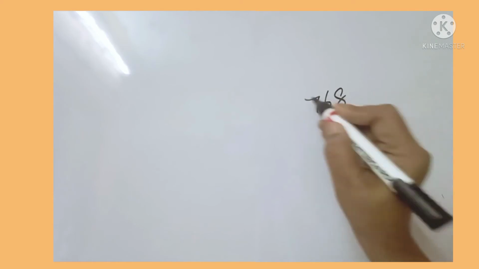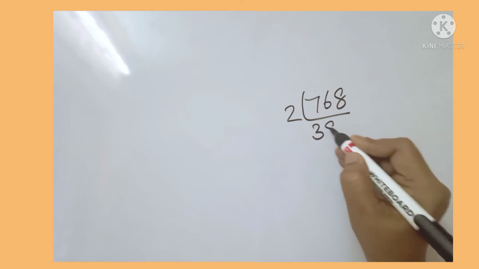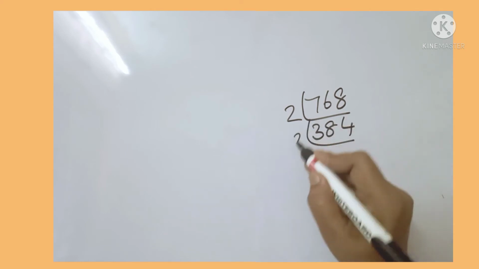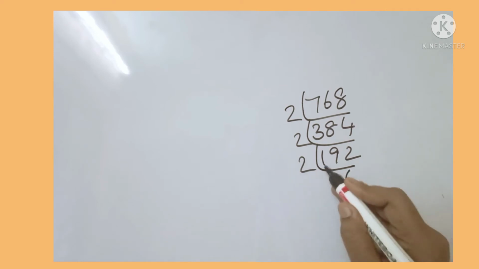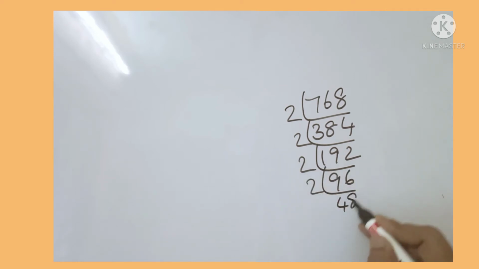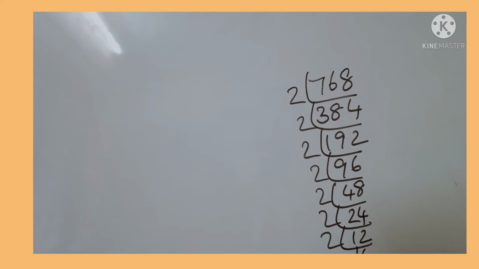Then 768 divided by 2, 3 2s are 6, 8, 4. Again by 2, 192. By 2, 96. By 2 it is 48. By 2 it is 24. Again by 2, 12. It is 6, by 2 it is 3.